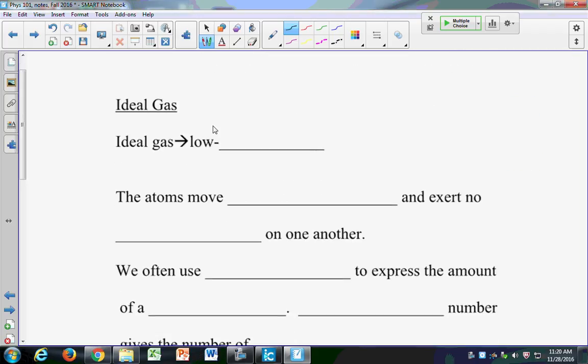All right, let's look at the ideal gas law, and then we'll wrap this chapter up. The ideal gas law deals with low density gases, but most gases are low density. That means that the molecules or the atoms of the gas aren't really going to interact with one another. The atoms will move randomly, and they exert no forces on one another. They just don't really interact with one another.